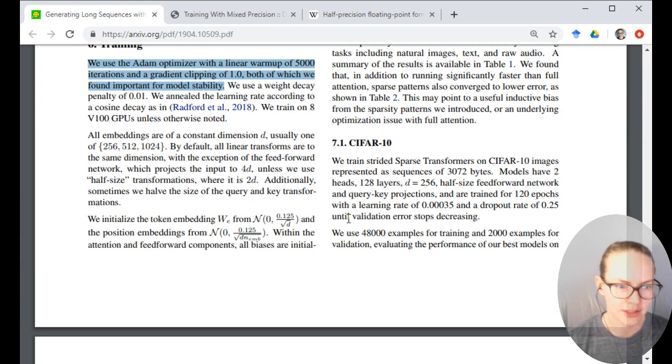All embeddings are of a constant dimension D, usually one of 256, 512, 1024. Nirant says this has to do with training stability, not inference. Yes, that's how I understood it.